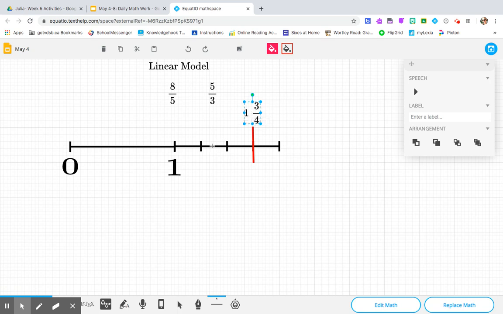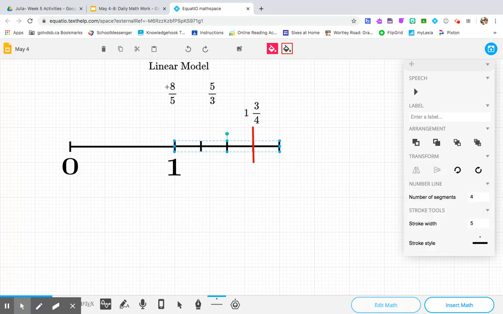All right, next let's click back on our line here and let's get it to represent 8/5. So right away I know that it needs to be broken into 5 segments to show fifths. I need 8/5. So 5/5 got me to where the 1 is. I can label that if it's helpful. 5/5. And so 8/5 is going to be a little bit further than that. It's going to be 5/5, 6/5, 7/5, 8/5. So this is our 8/5 line.